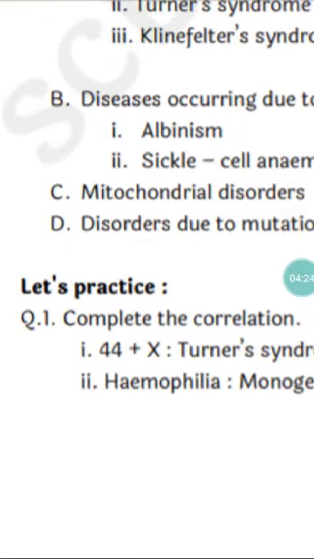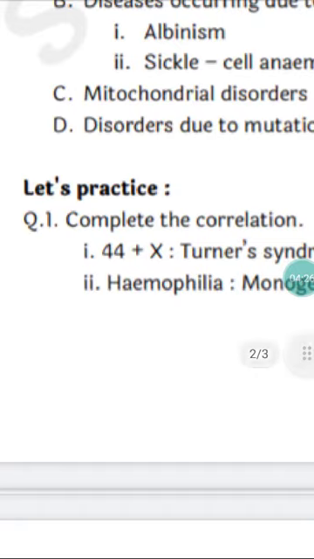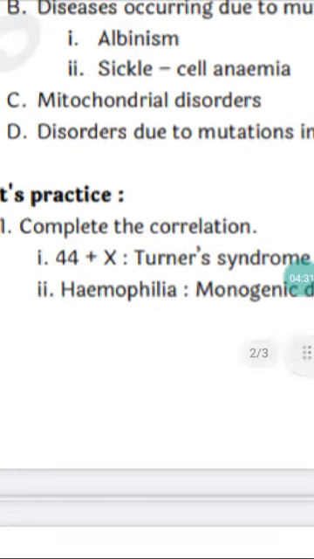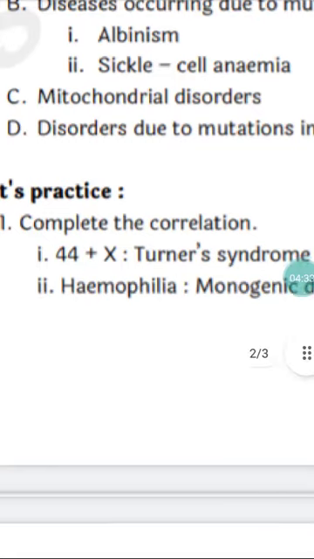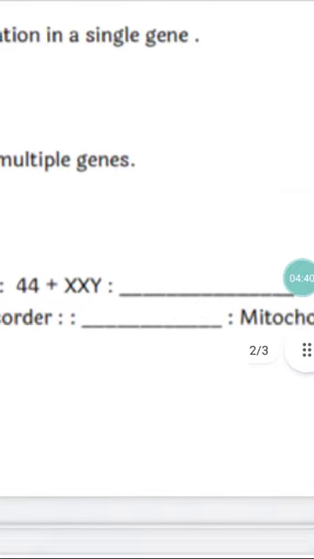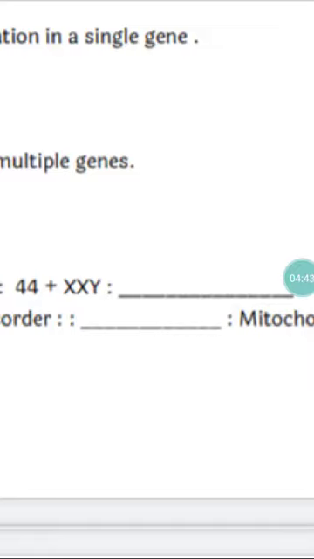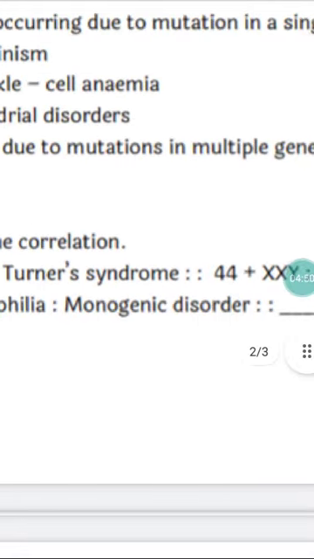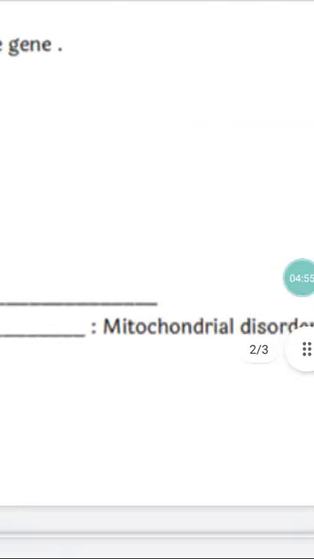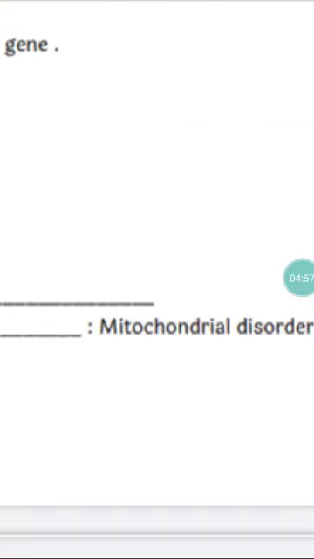So let's practice now. Question number 1, complete the correlation. The first one, which is given as 44 plus X, is called Turner syndrome. Then 44 plus XXY, what is it called? It is called Klinefelter syndrome. For this you can refer to page number 189 in the textbook of standard 9. Second one: hemophilia is a monogenic disorder. Then which is the mitochondrial disorder?